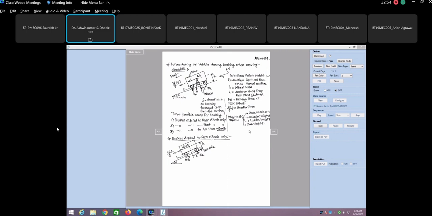Braking force will act only on rear wheels. When I am saying wheels, it is acting on both the wheels, so we will consider the combined thing. So Fr is equal to μ into Rr. So this is the limiting value of the braking force.